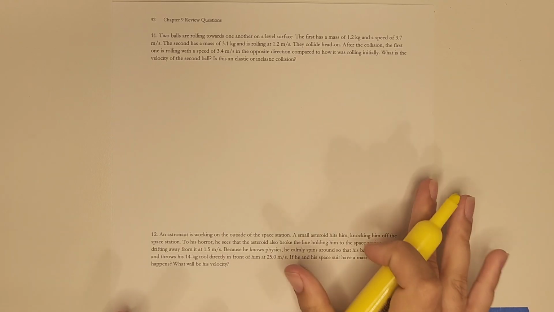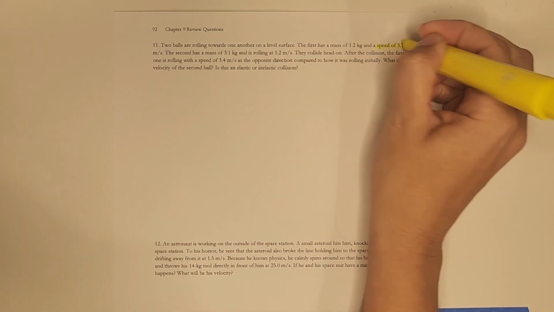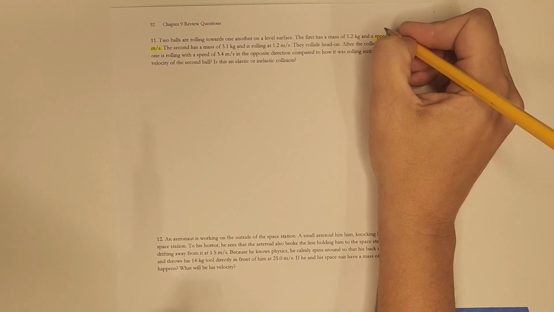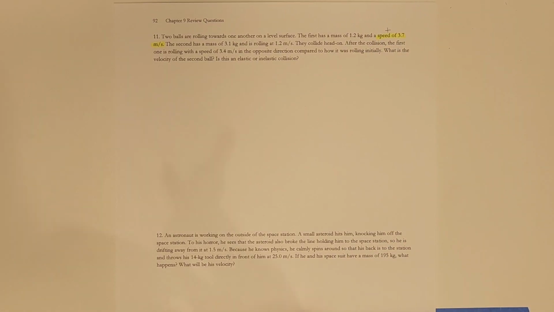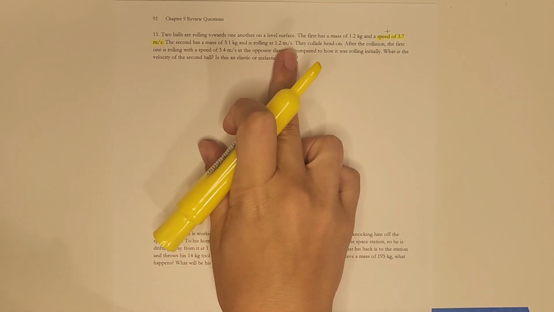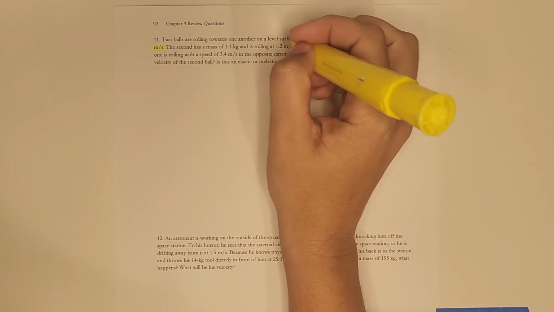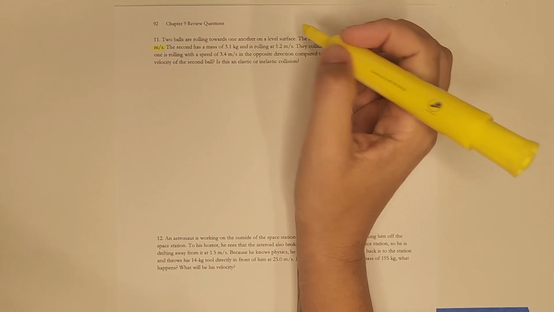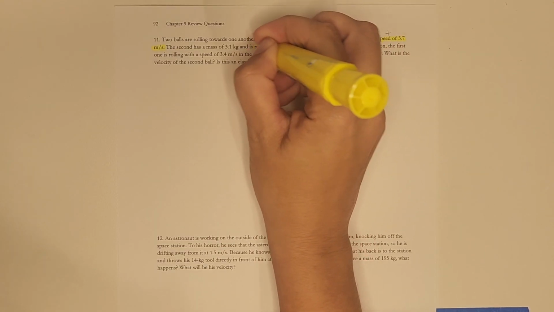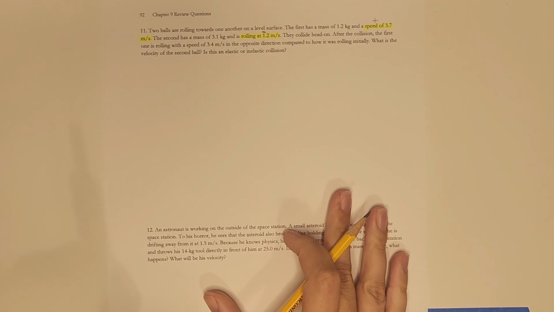So let's go through and assign signs to our vector quantities. We have this first ball that has a speed of 3.7 meters per second. Since it's the first ball, we're just going to go ahead and give it a positive value. The second ball is rolling at 1.2 meters per second and is colliding head on with the first ball, which means that it has a velocity that is opposite of what the first ball is. And so we're going to give it a negative value.